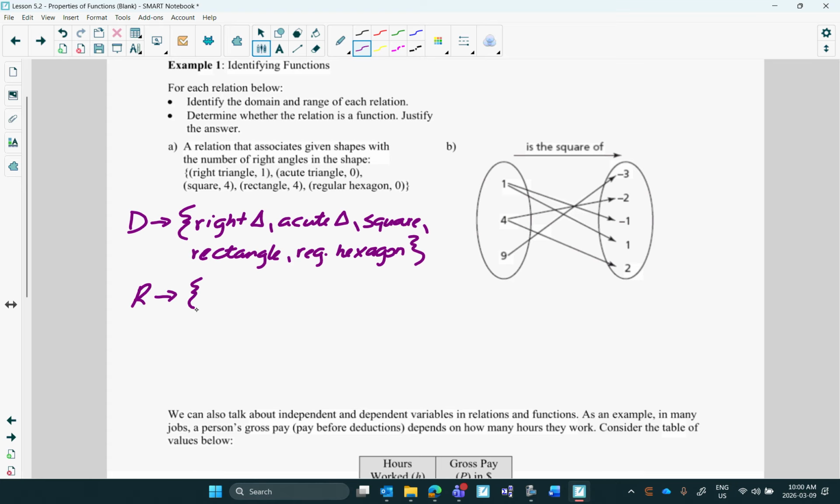And the range would be values. Remember, if it occurs more than once, you don't have to write it twice. You only have to write it once. So what numbers would I write? 1, 0, 1, 0, 4. That's it. I don't have to write the 4 twice. I don't have to write the 0 twice.